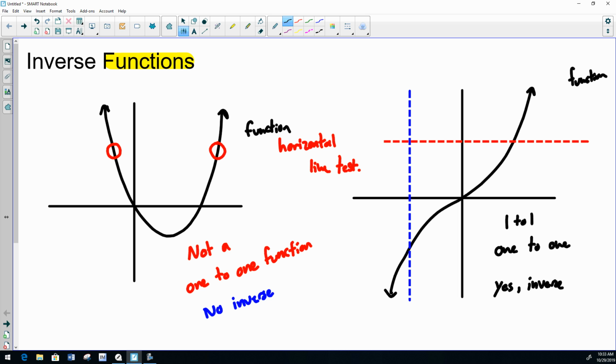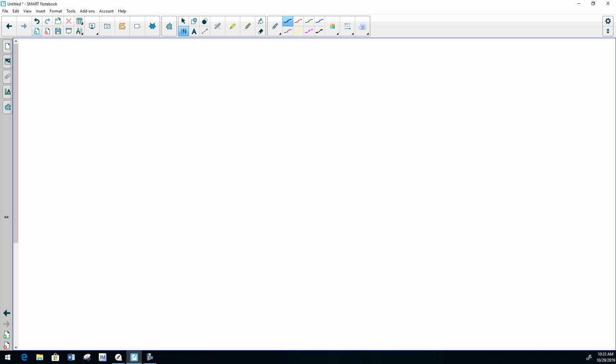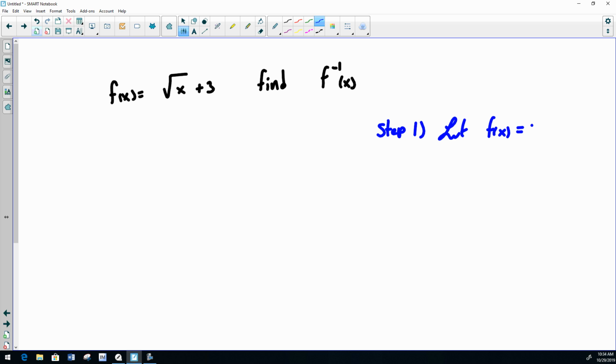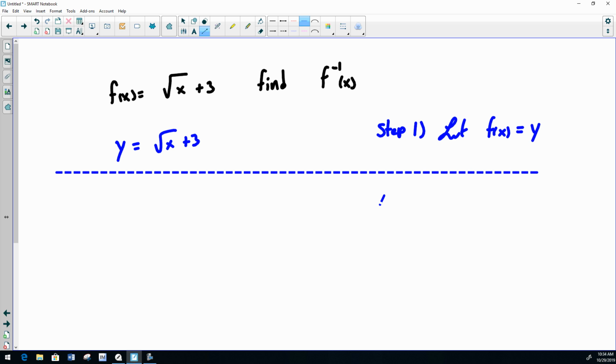Okay. So if you looked at the notes yesterday, let's do a problem. f of x. Find the inverse. If you did not have a chance to look at the video, here's step one. Let f of x be replaced with the letter y. Step two. Switch every x with a y and every y with an x. So I'll put a double arrow. So this guy has to become an x and this guy becomes a y.